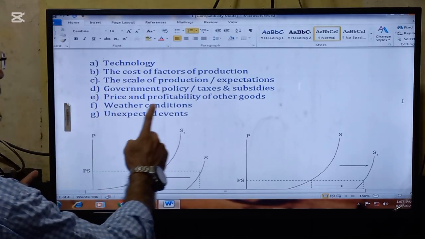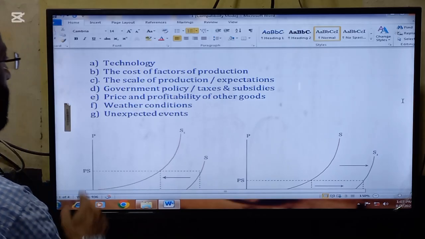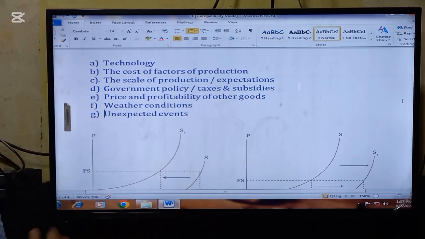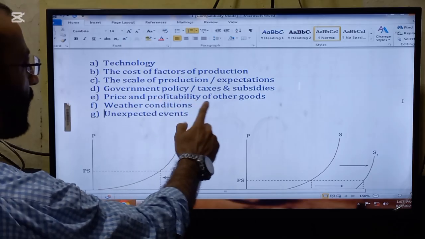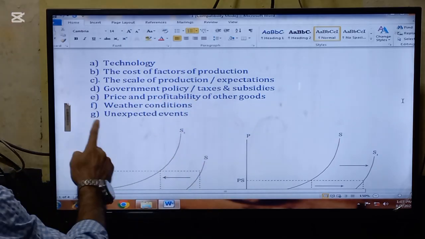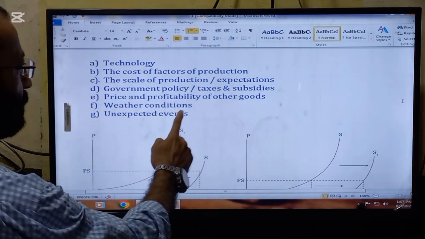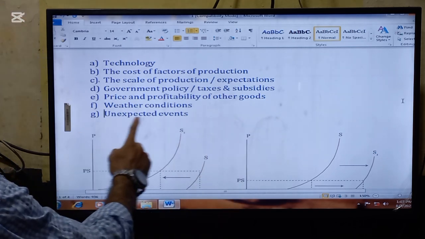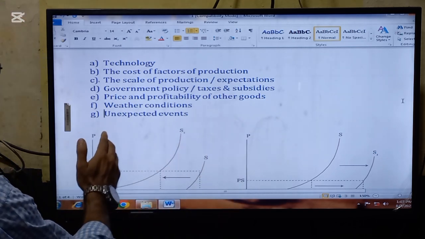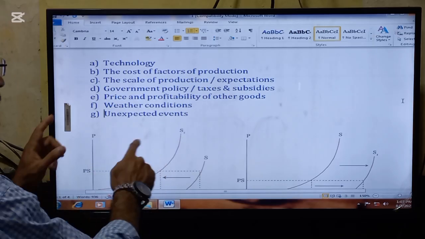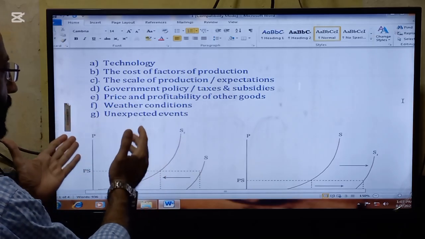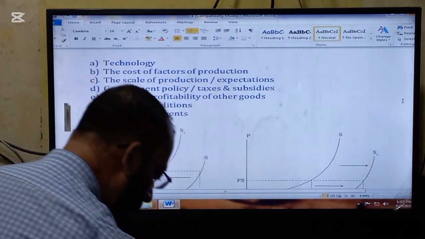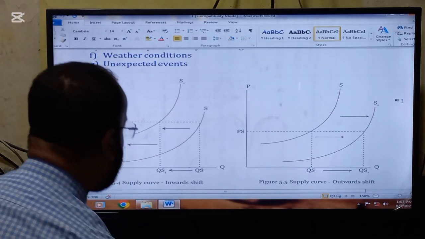Number two, the price of the factors of the production. Number three, the scale of the production expectations. Number four, government policy, taxes and subsidies. Number five, prices and profitability of the other goods. Number six is weather conditions. And number seven is unexpected events. So these are non-price determinants which actually affect the supply of the commodity.